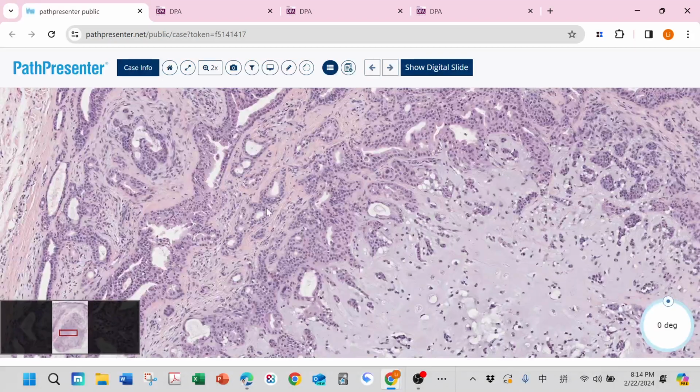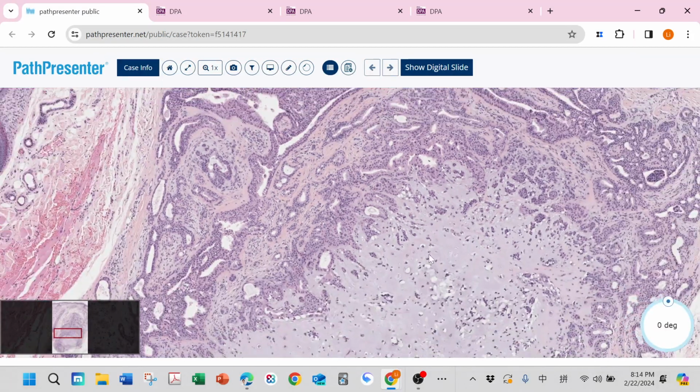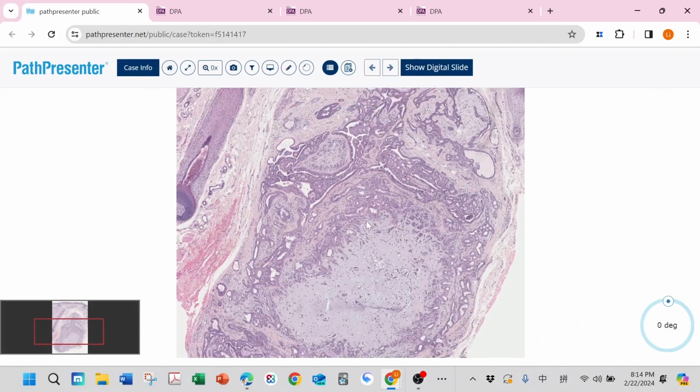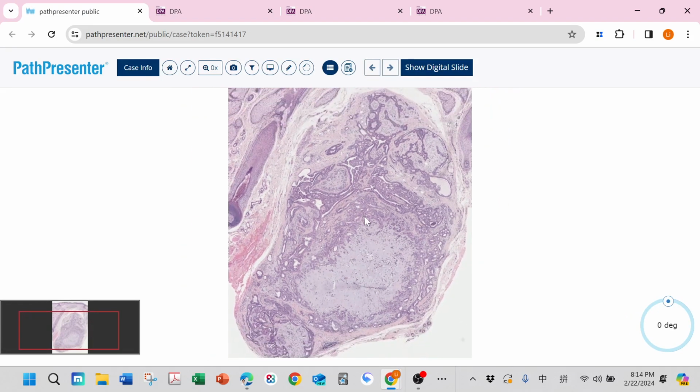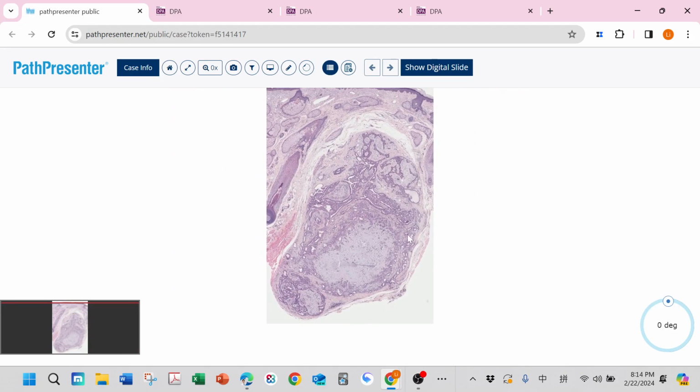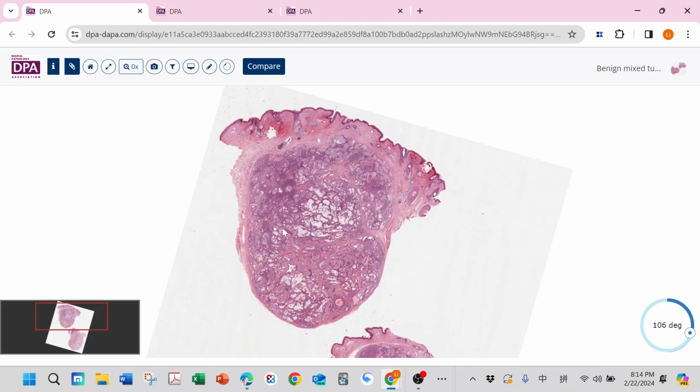So when we see this well demarcated nodule with sweat duct differentiation, here we also can see some material looking like eccrine gland secretions in this lumen, combined with hyaline myxoid chondroid stroma. It is really good for a mixed tumor. Let's see more examples of mixed tumor.